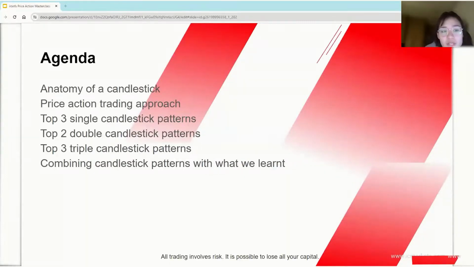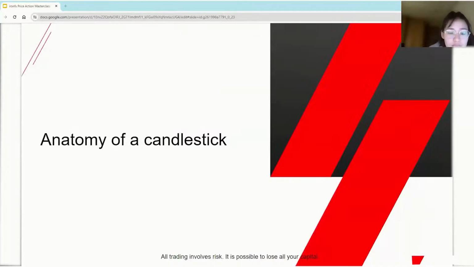We're going to start off by talking about the anatomy of a candlestick, some price action trading approaches, and then we'll look at the different candlestick patterns. And then lastly, we'll combine candlestick patterns with what we already know, such as your support and resistance, your Ichimoku, and some other indicators as well. If you guys have any questions throughout the webinar, feel free to let me know in the chat, and I'll try my best to answer all of them. Okay, let's go ahead and get started with the anatomy of a candlestick.